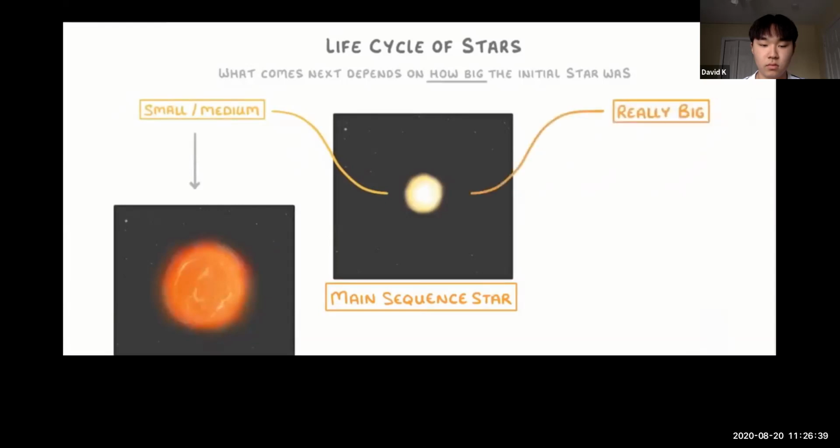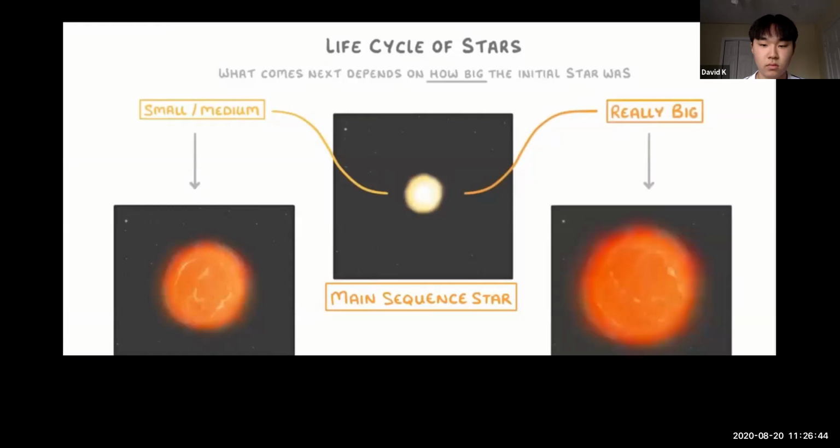But if it was a big star, then it would form a red supergiant. They complete the rest of their life cycles in different ways. So we're going to take a look at the red giant first, and then we'll come back to the red supergiant.